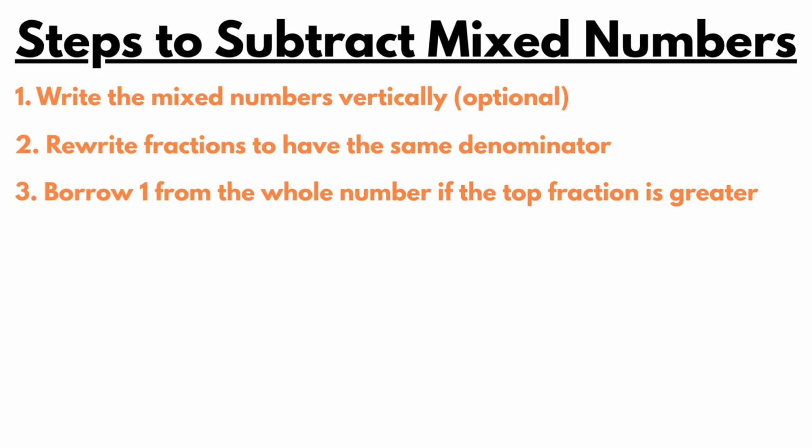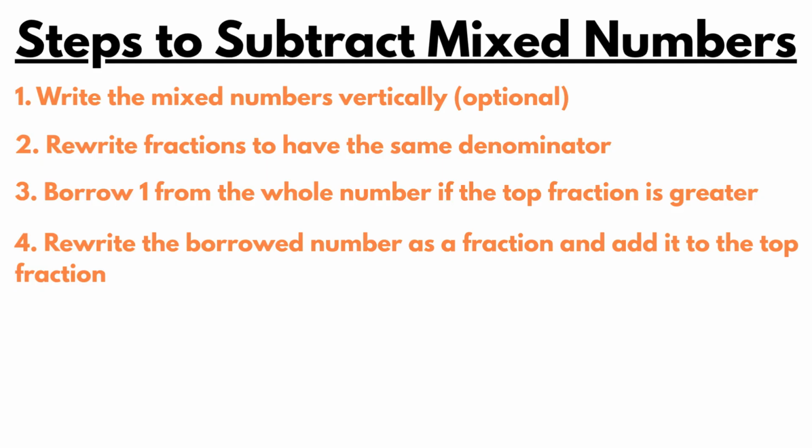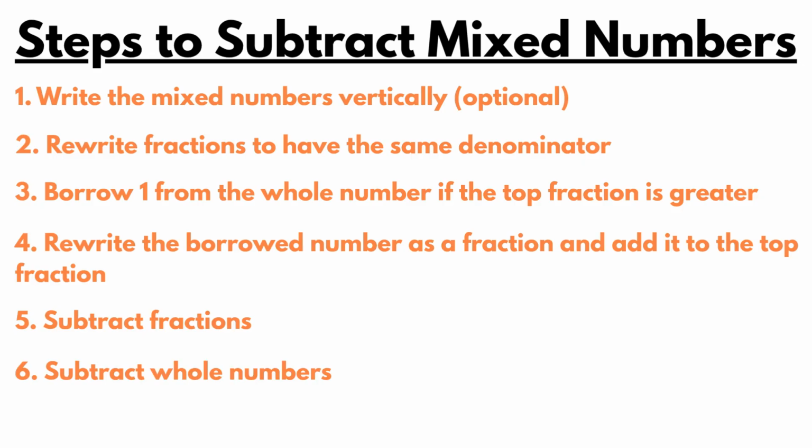number. Step 4. Write the borrowed number as a fraction with the same denominator and add it to the top fraction. Step 5. Subtract the fractions. Step 6. Subtract the whole numbers. And step 7. Simplify if required. Now this may seem really complicated, but let's go over a few examples so you'll understand.